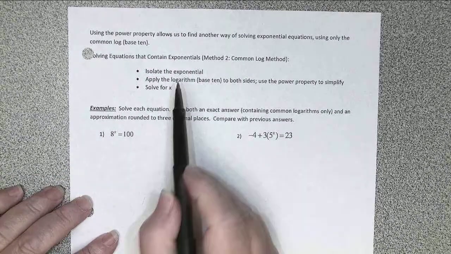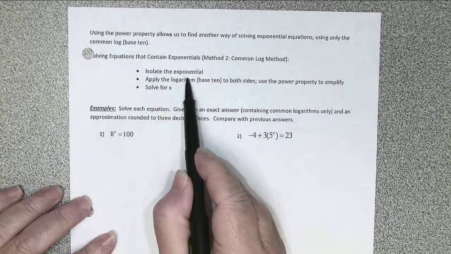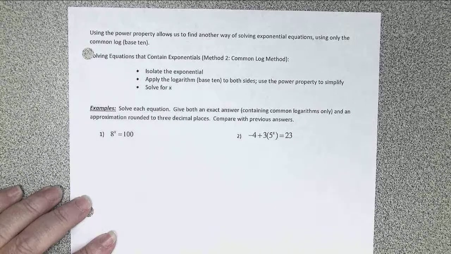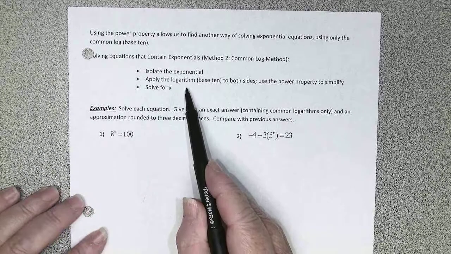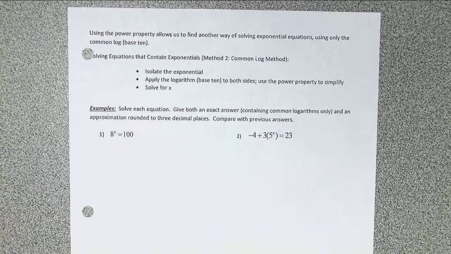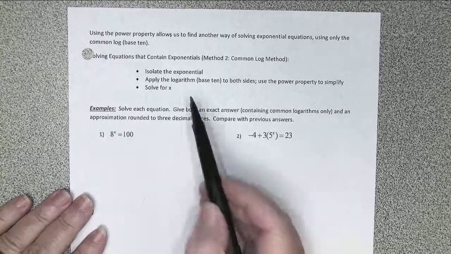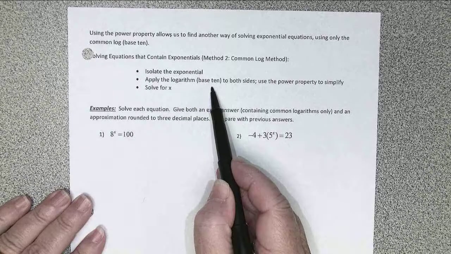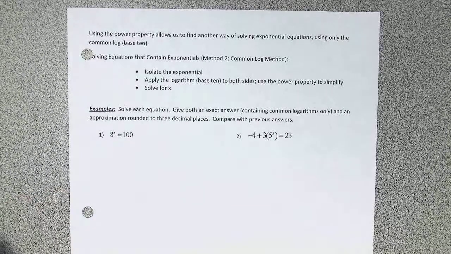We're going to always start, just like we did before, by isolating our exponential. We have to get it by itself. This time, instead of applying the logarithm for the specific base in the problem, we're going to apply a logarithm always base 10 to both sides of our equation. And we're going to use our new power property to simplify. Once we've done that, we should be able to solve for x.